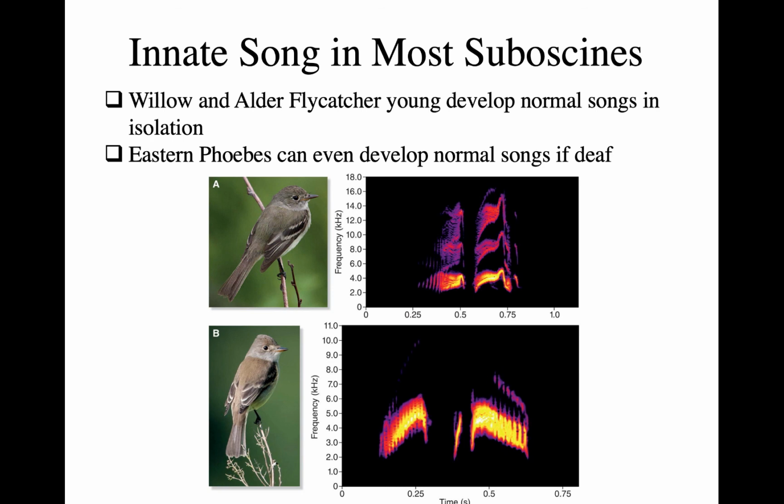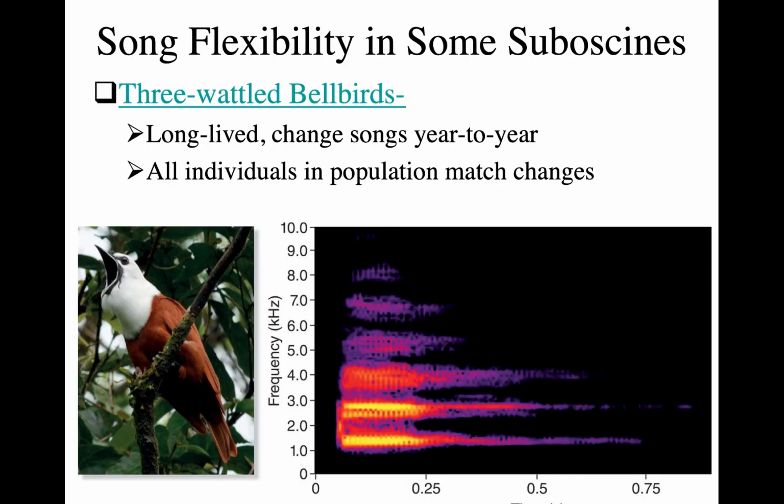But again, those are suboscines. Now that's not to say that there are not some suboscines that have some flexibility in their song. So this is a three-wattled bellbird. This is a neotropical species that produces these amazingly loud vocalizations. We'll see later when we talk about life history in birds that birds in the tropics tend to live longer than birds in the Nearctic region. And that's true of the three-wattled bellbird.